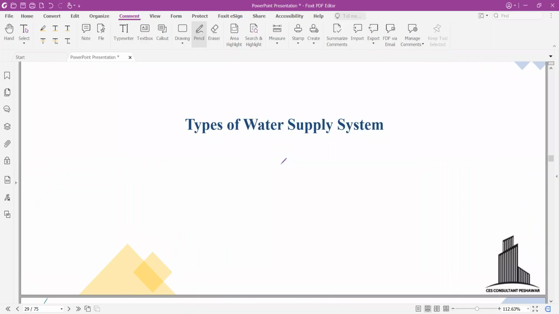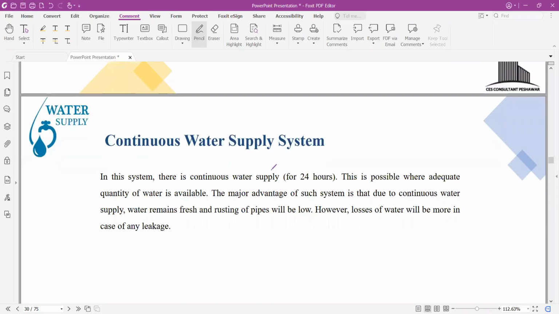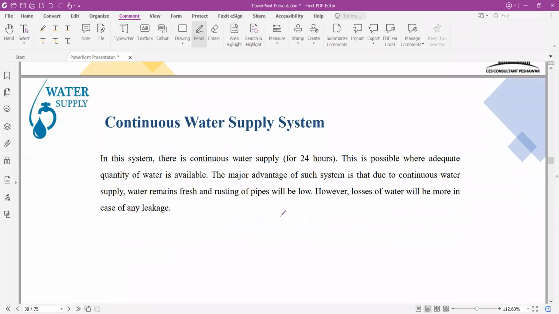Types of water supply system. In a continuous water supply system, we provide water for 24 hours. The advantage of this system is that the water remains fresh and no rusting of pipes occurs, but the loss of water is more if there is any leakage in the system. So in order to design a water supply system, we should also take into account the losses due to leakage. Mostly, the leakage value is taken as about 10% of the demand of a water supply system.